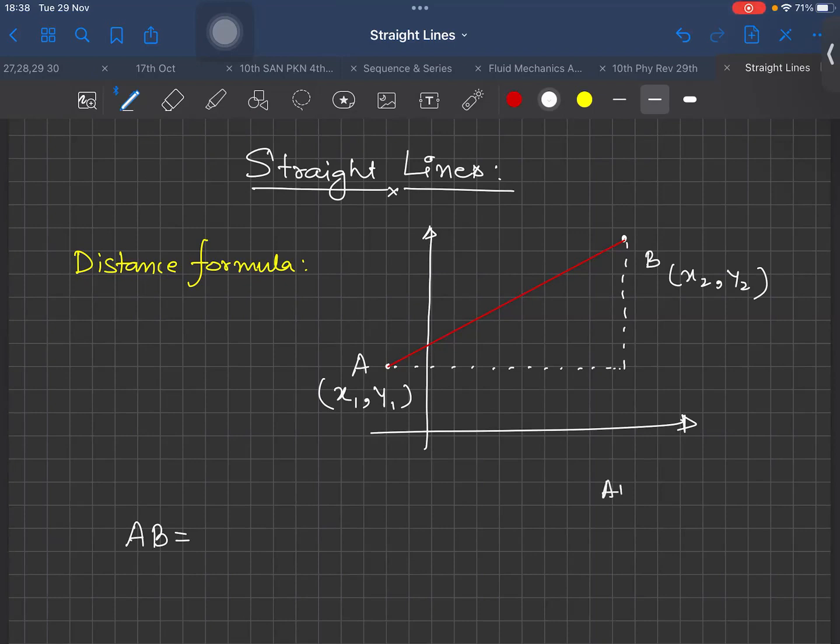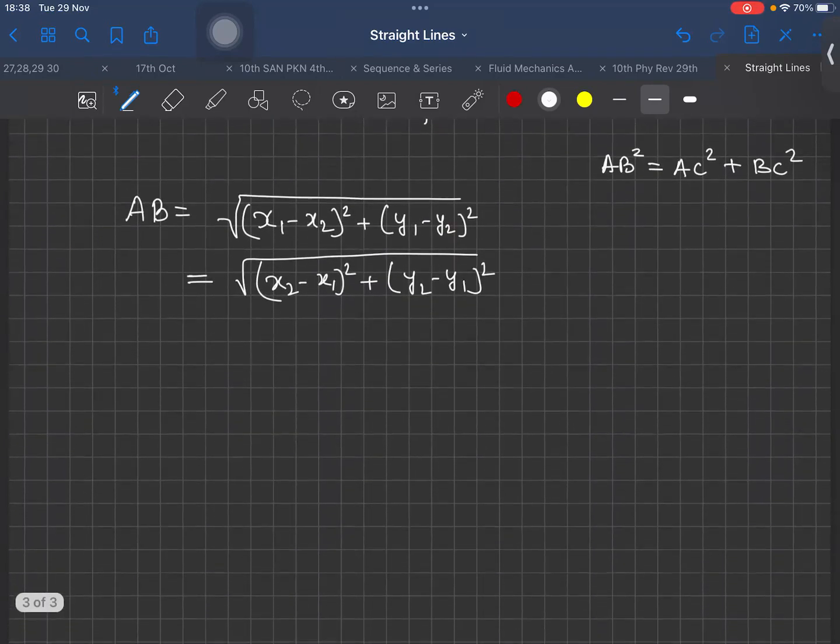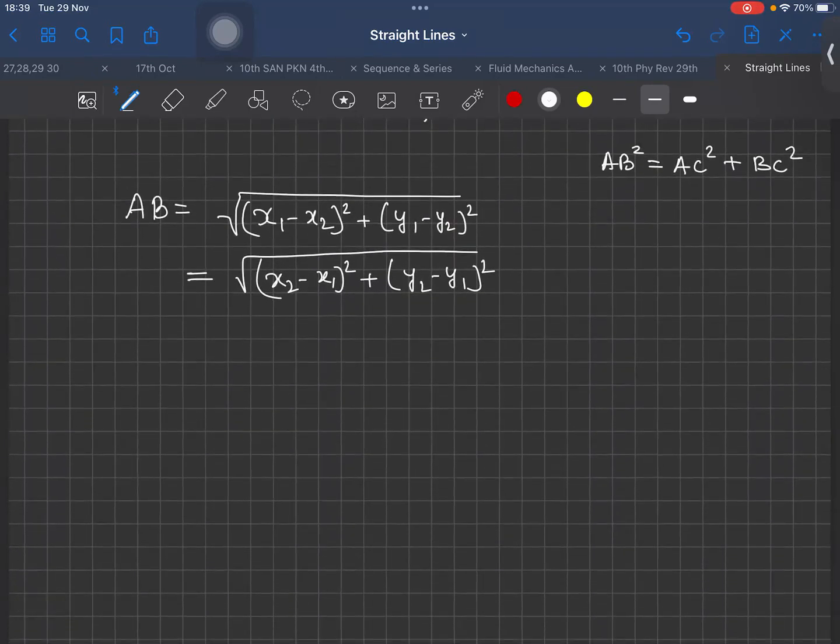AB square is equal to, let's say this point is C, AC square plus BC square. That's what we are going to use, the Pythagoras theorem. And we can write AB is equal to square root of x1 minus x2 whole square plus y1 minus y2 whole square. You can also write square root of x2 minus x1 whole square plus y2 minus y1 whole square, because when you square it, it is already positive. So no need to worry about this. All right, so this is your distance formula.